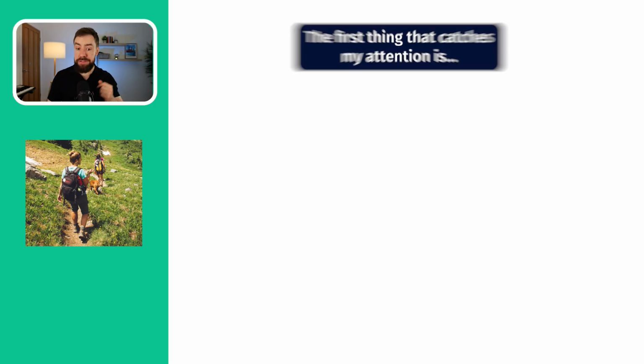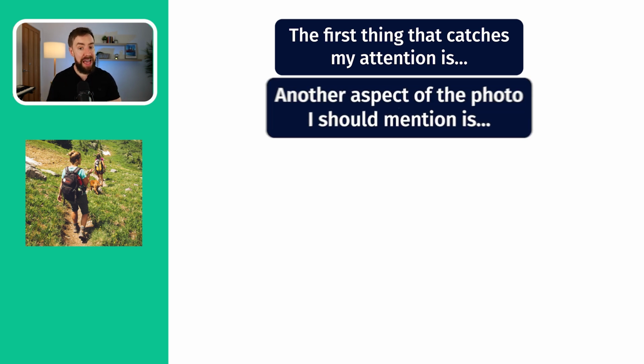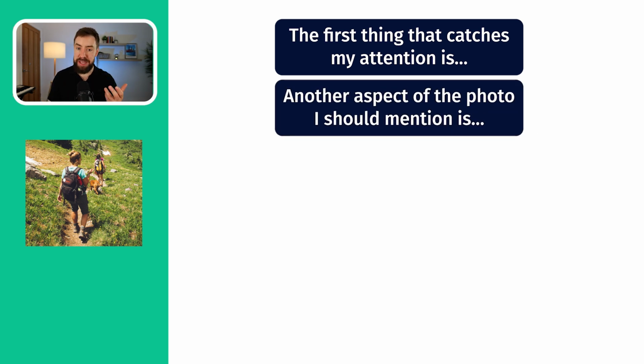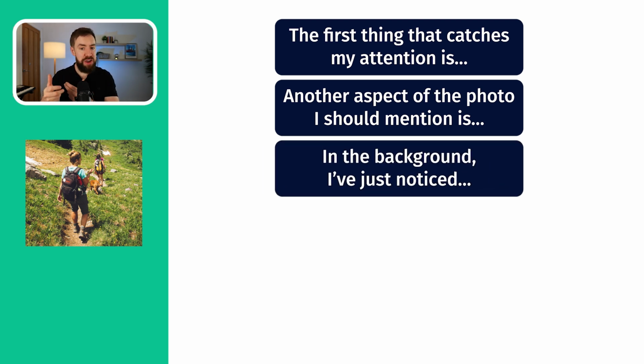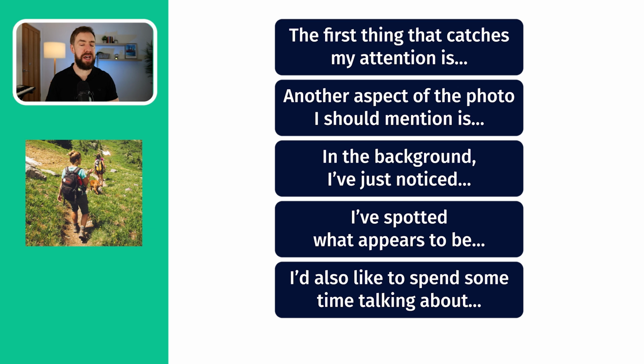First of all, the first thing that catches my attention is, and you say what that thing is. Then another aspect of the photo I should mention is, so that's a second thing you want to mention. Then in the background, I've just noticed, and you say whatever that is, and I've spotted what appears to be. By the way, spotted means I've gone, look at that. I've seen something. And finally, I'd also like to spend some time talking about or writing about.